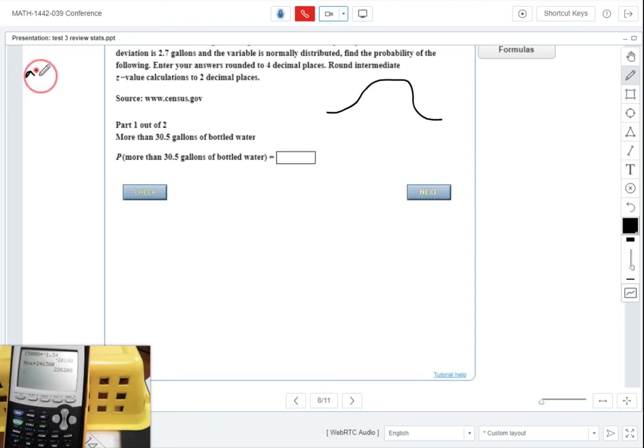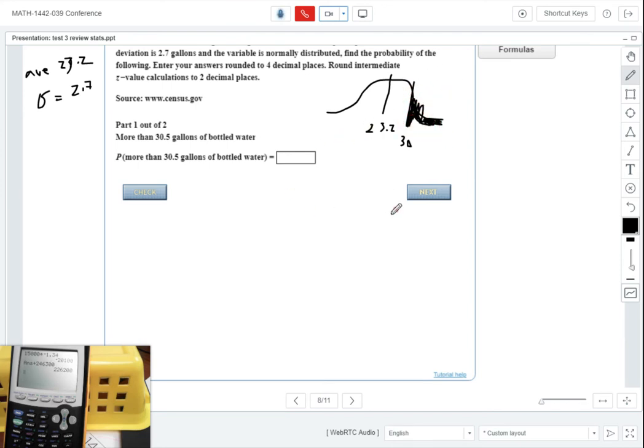It says the average is 23.2 gallons. The average is 23.2, and then it says the standard deviation is 2.7. Find the z value for more than 30.5. So once again, the average is 23.2, and we want to find for more than 30. We know 30 is to the right of 23.2, so we want to find the area under this curve more than 30.